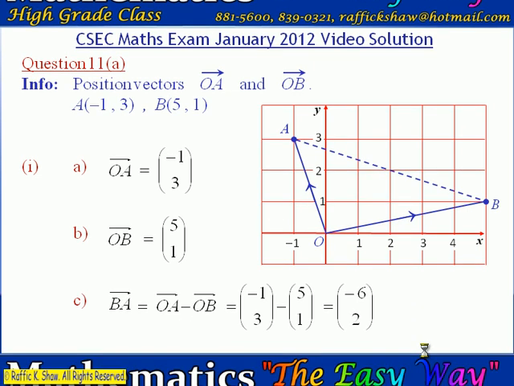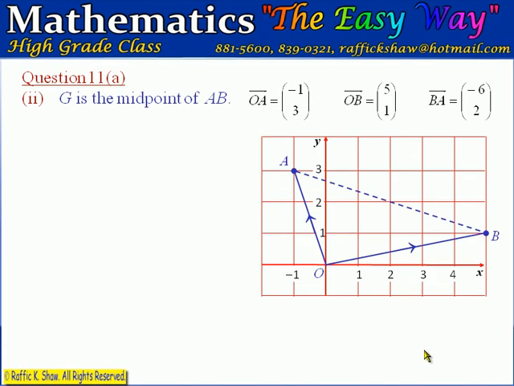Let's move down now to part 2. Part 2 tells us that G is the midpoint of AB. G is the midpoint of this line AB. So G will be located halfway the distance from A to B. So that's right here. So we can go ahead and put that point G on the diagram. So that's the point G.